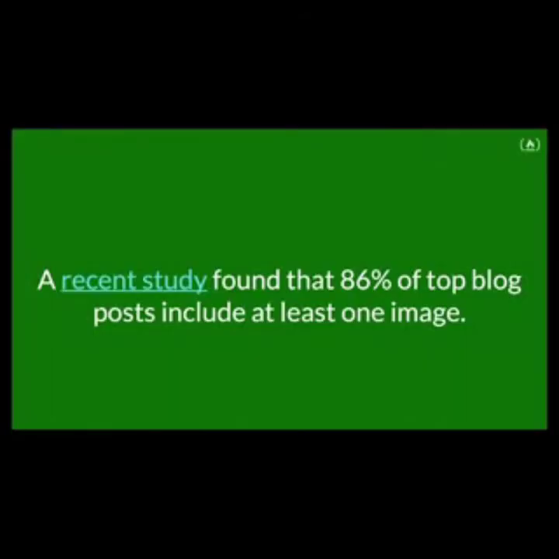And then the images. Humans are highly visual creatures. Our visual cortex is one of the biggest parts of our brain. So you've got to cater to that. You've got to show people images. 86% of the top blog posts have images in them. And on average, they'll have at least one image every 350 words.